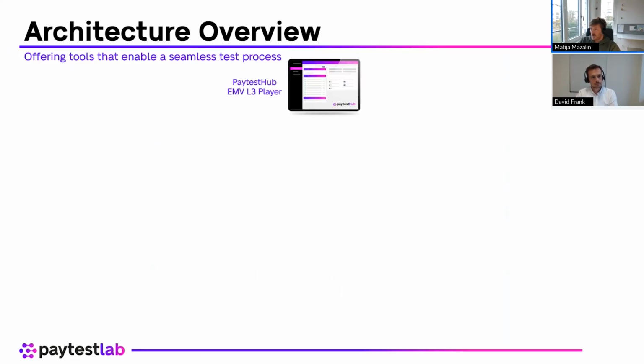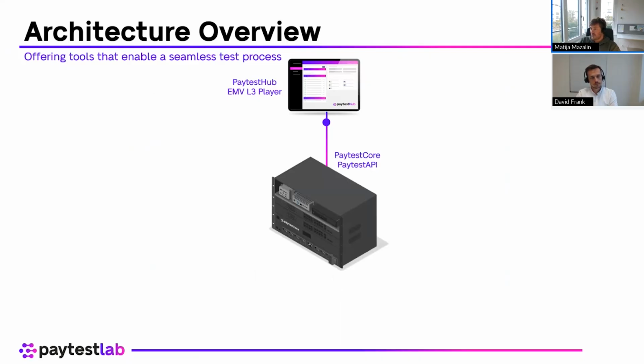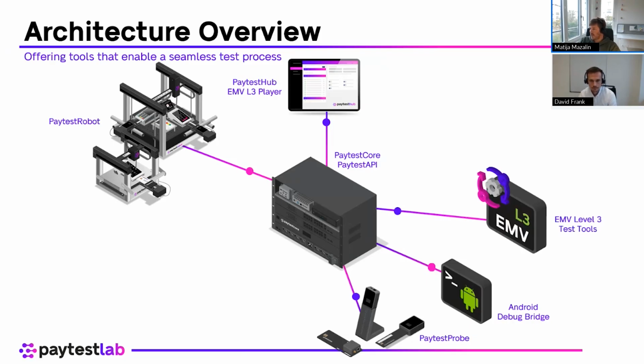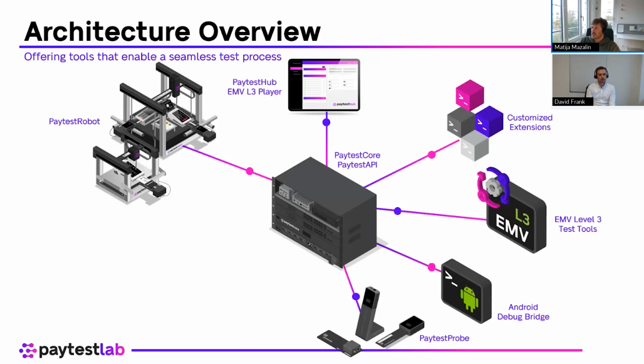So the components that we have: the PaytestHub. We have something like a PayTest core for the client. So we have a big machine. It's a server in a box where we allow the users to plug everything in, not to disturb any networks that would be there. We obviously have the robots. We have probes in case necessary. In case possible, we have the Android Debug Bridge, or ADB. There's the level 3 accredited tool, ICC or BTT from Fime. And in case necessary, there are also some customized extensions.